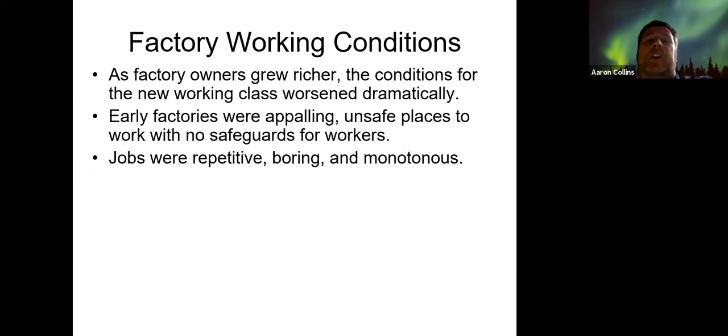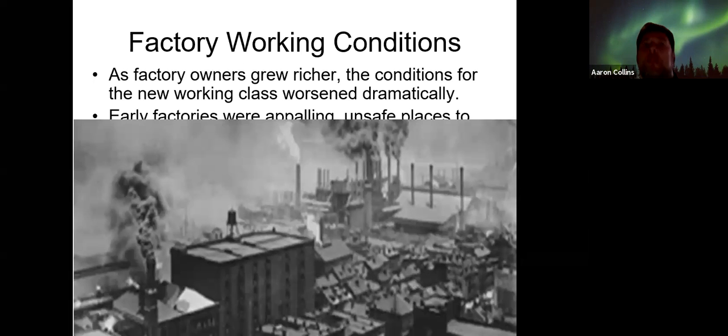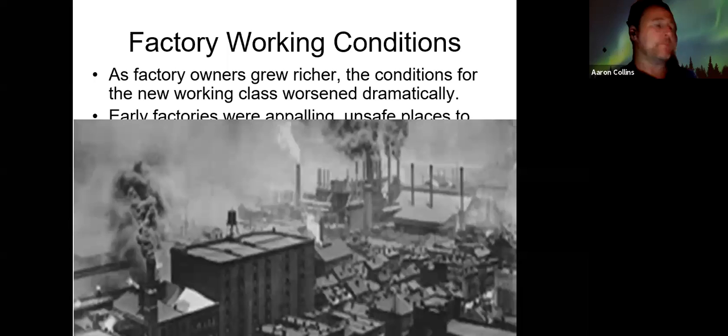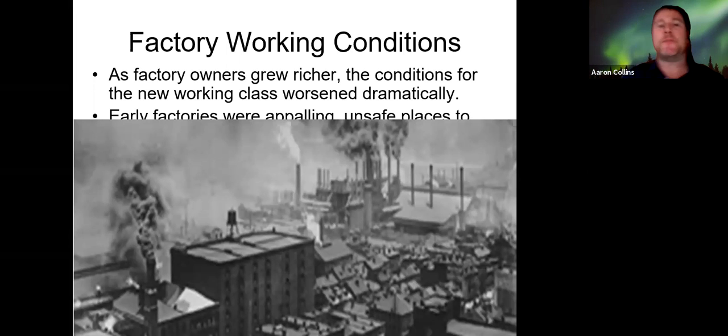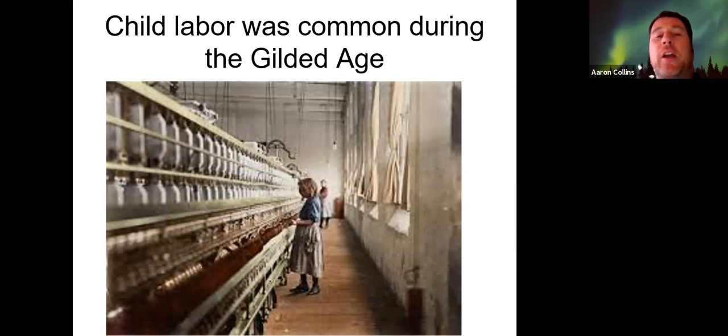So again, as the factory owners grew richer, the conditions for the new working class worsened dramatically. Early factories were appalling, unsafe places to work with no safeguards for workers. Jobs were repetitive, boring, and monotonous. Monotonous means you're doing the same thing over and over again. Okay. So yeah, it was bad. Very dangerous, very bad. Children worked a lot. There was no elementary school, so you might as well send the kids to work.